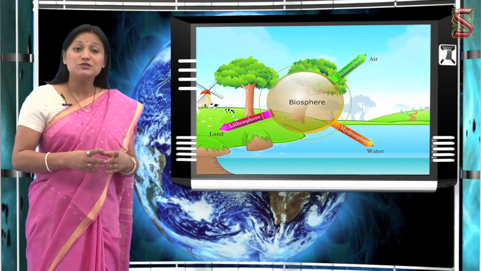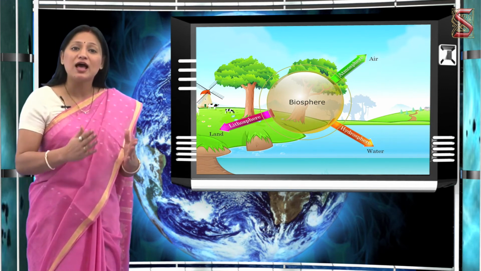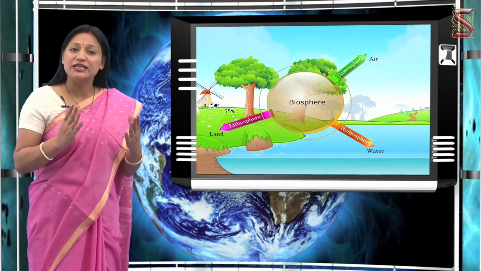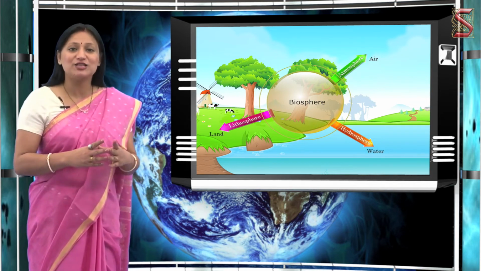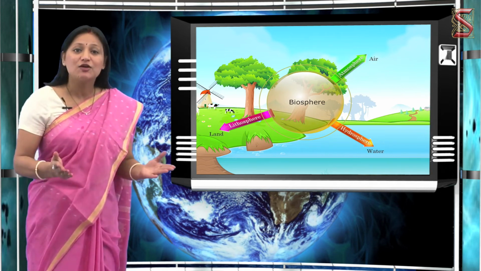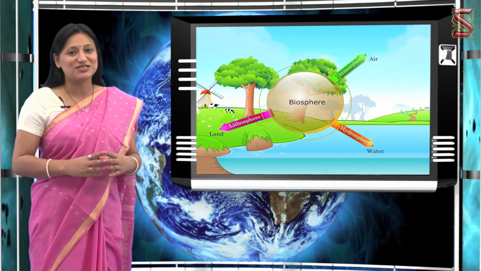Students, from this we can understand that for life to sustain on the biosphere, there is a need for the lithosphere, hydrosphere and atmosphere. In other words, there is a need for land, water and air for us to sustain. This is how the different realms of the earth are important. Also, these realms are deeply interrelated and hence influence each other in many ways.